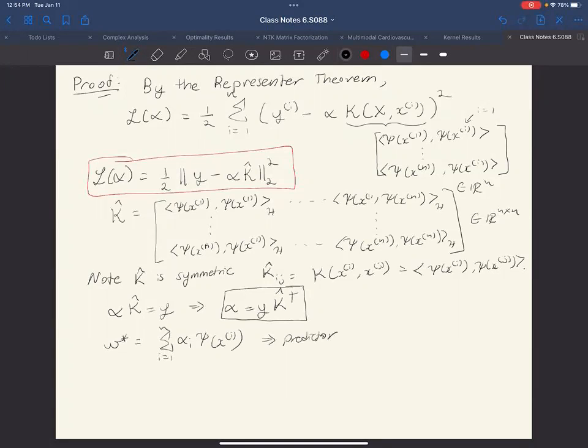You can't just do w star times x, because this is not like linear regression. You transform the data first, right? So the predictor, remember, is going to be the inner product of w star and psi of x. And so let's just substitute everything in. Well, you have that f hat of x is just the summation i equals 1 to n, alpha i, psi of xi, psi of x. And remember, this is now just this giant vector alpha times all of those inner products.